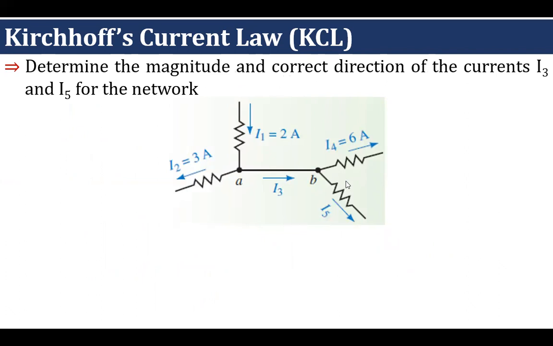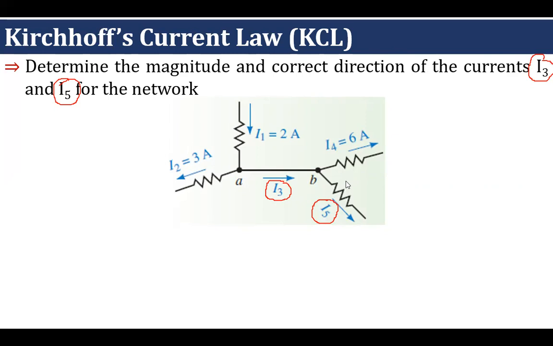Okay, in this question we have to find out the magnitude of I3 and I5. What will be the value of I3 and I5? To calculate these two unknown quantities, we are going to apply KCL, because currents are given, so we can easily find them out.